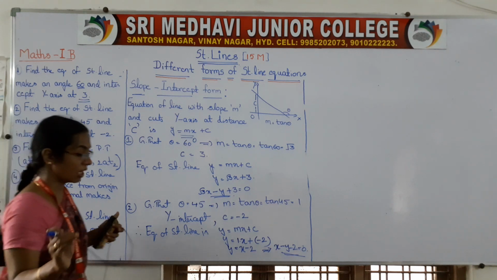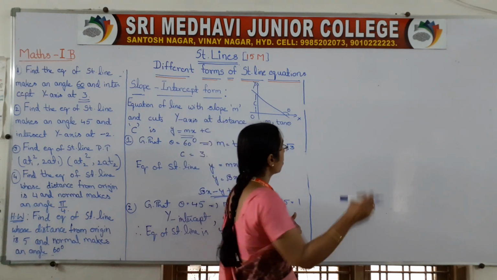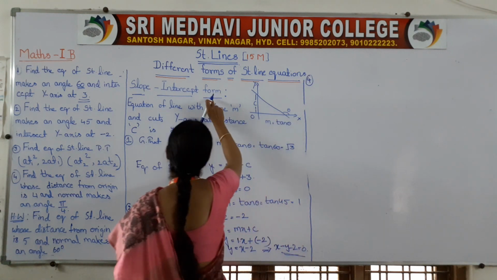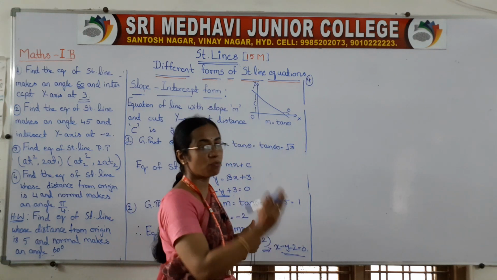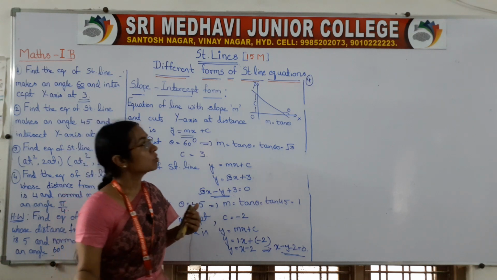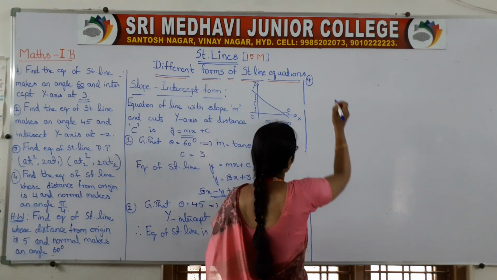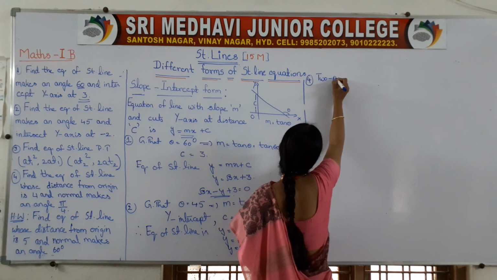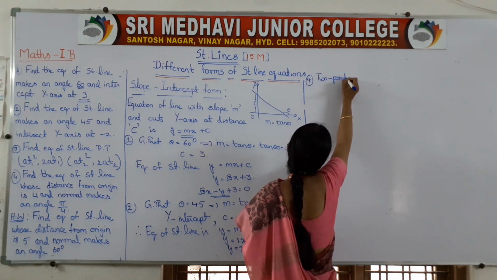Now come to the fourth type of straight line equation. The third type was slope intercept form. So what is the fourth type? Two points form.